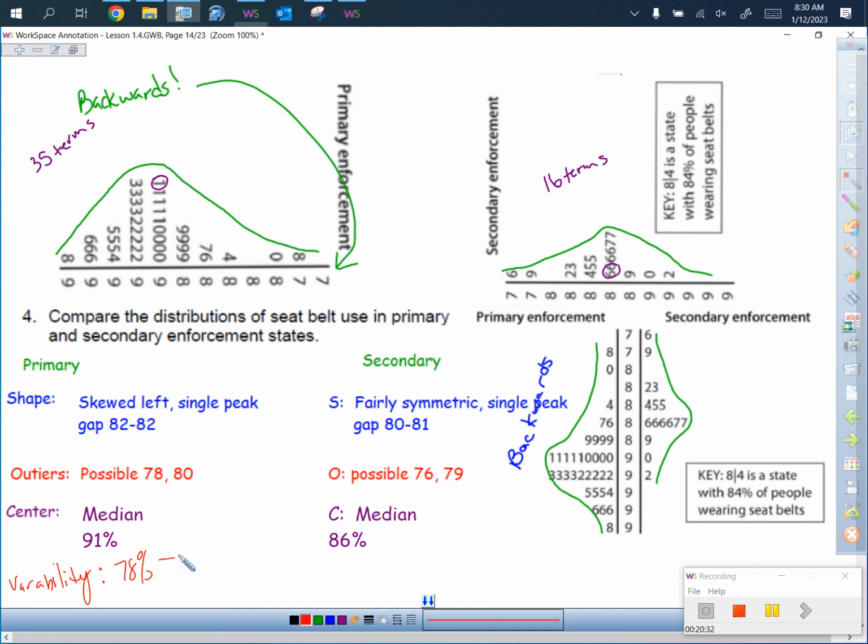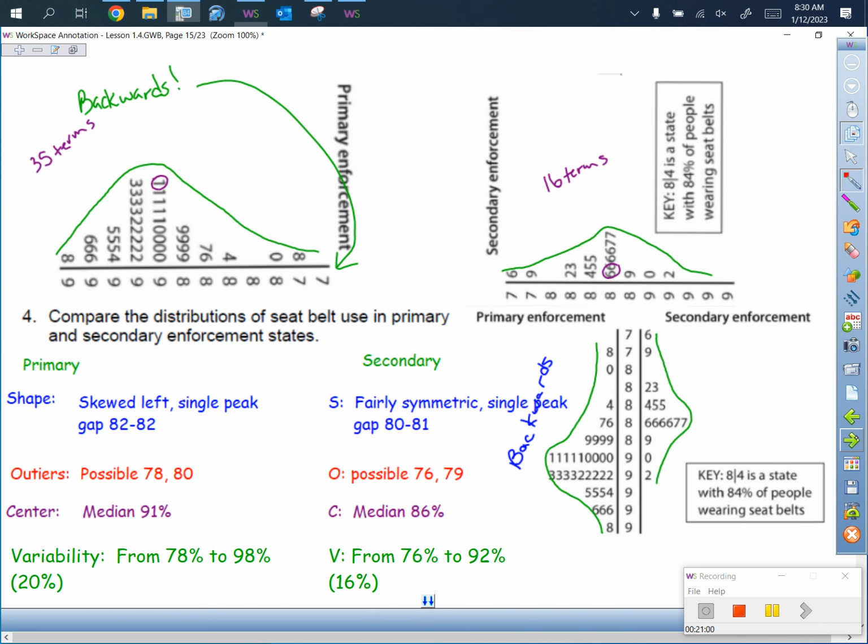And that'll go to the high one. Who is the highest one in this graph? It's this one right here. Is it 89 or is it 98? 98%. That's how they vary from low to high. It varies from 78% to 98%, which has a 20% difference, right? There's 20%. Find the variability on the other graph.